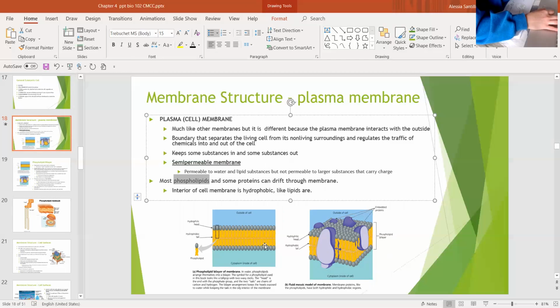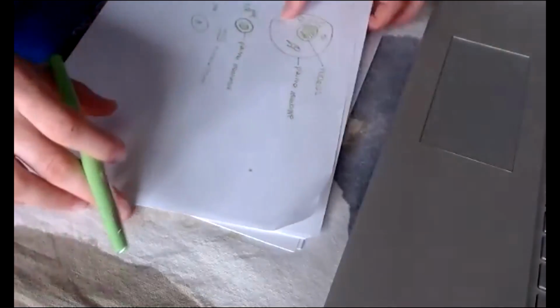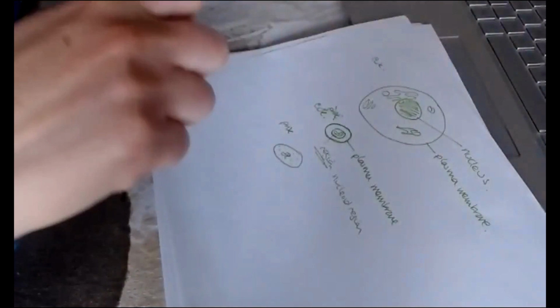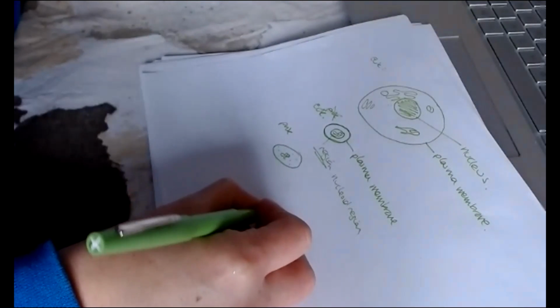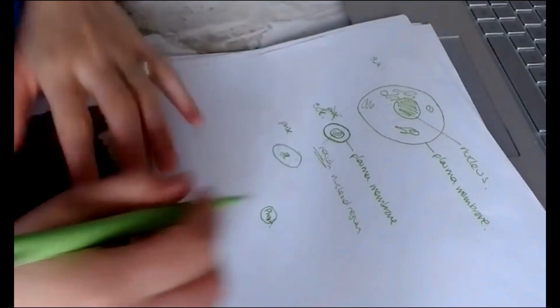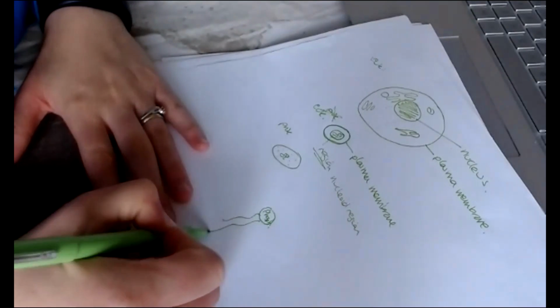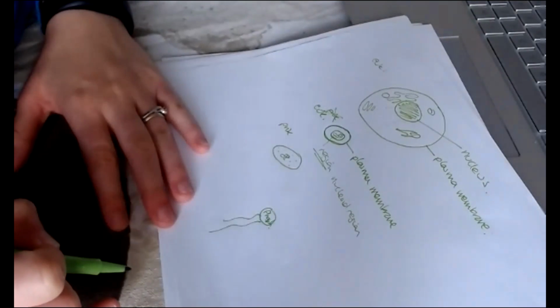Okay, so if we have here a phospholipid, we have the phosphate head, and then we have two fatty acid tails just coming out.